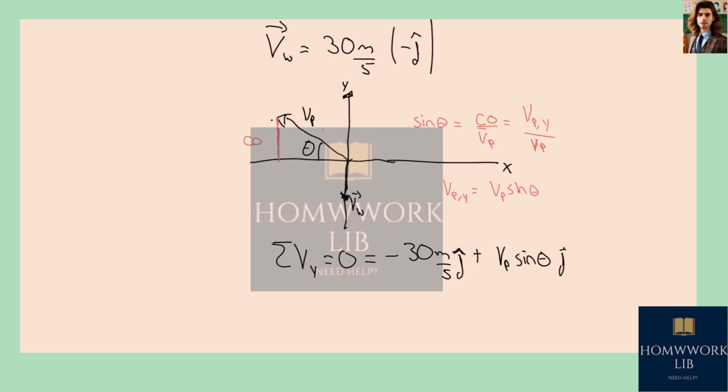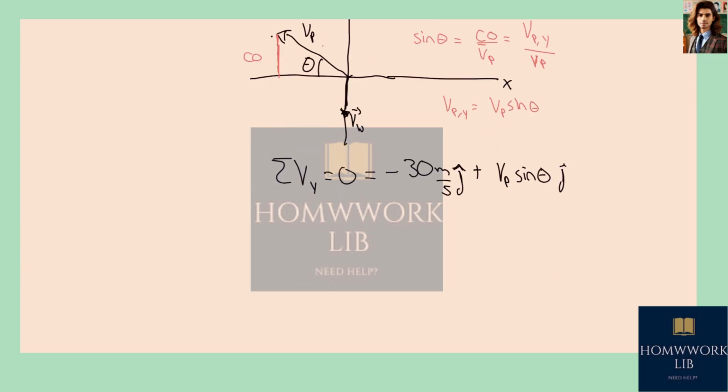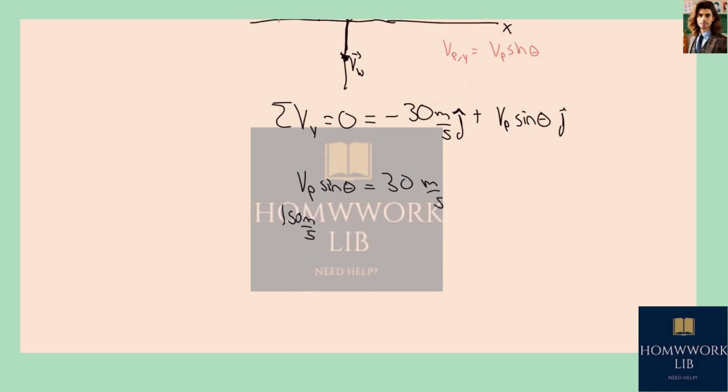in the j direction over here, j, not i. So from here, what we can say is that the velocity of the plane times sine of theta needs to be equal to 30 meters per second. The velocity of the plane is equal to 150 meters per second. Thus, the value for sine of theta is equal to 30 divided by 150. From here, theta would be arc sine of 30 divided by 150.